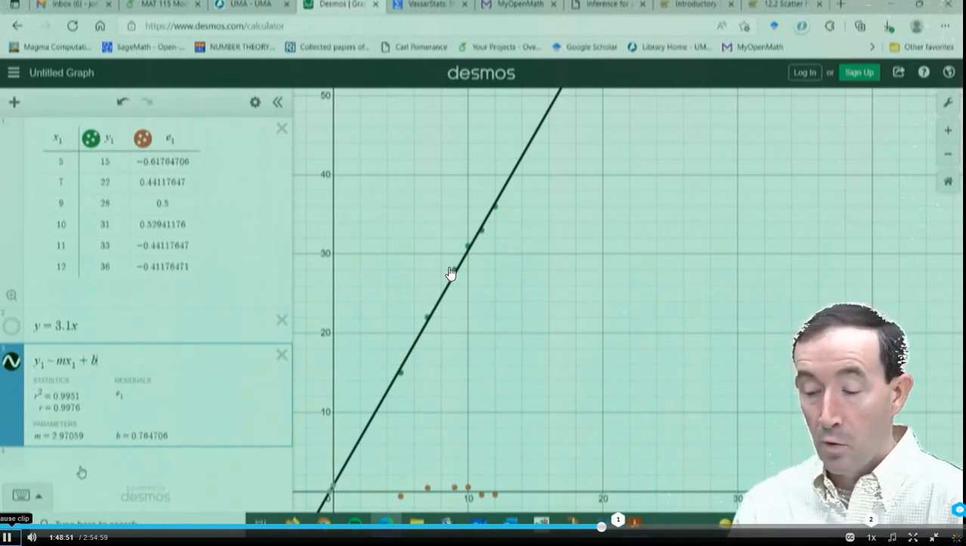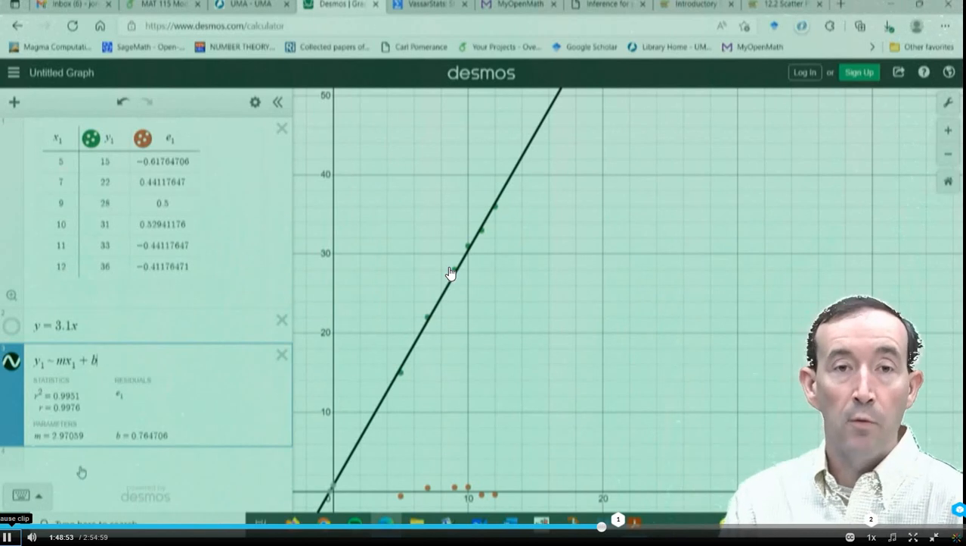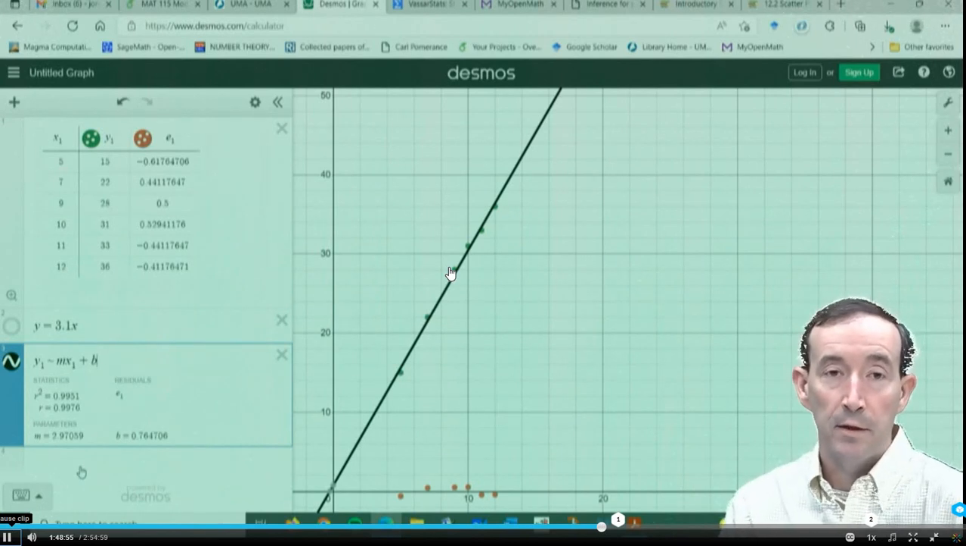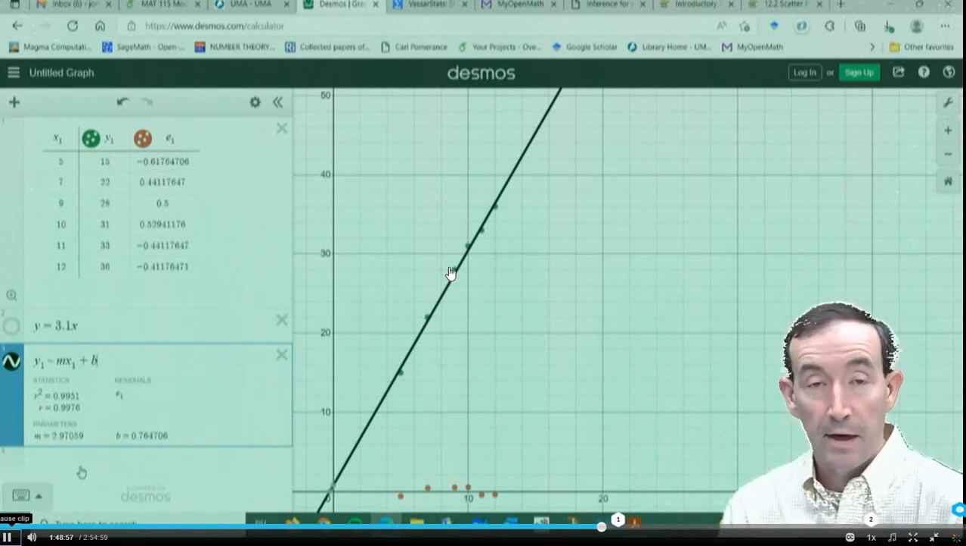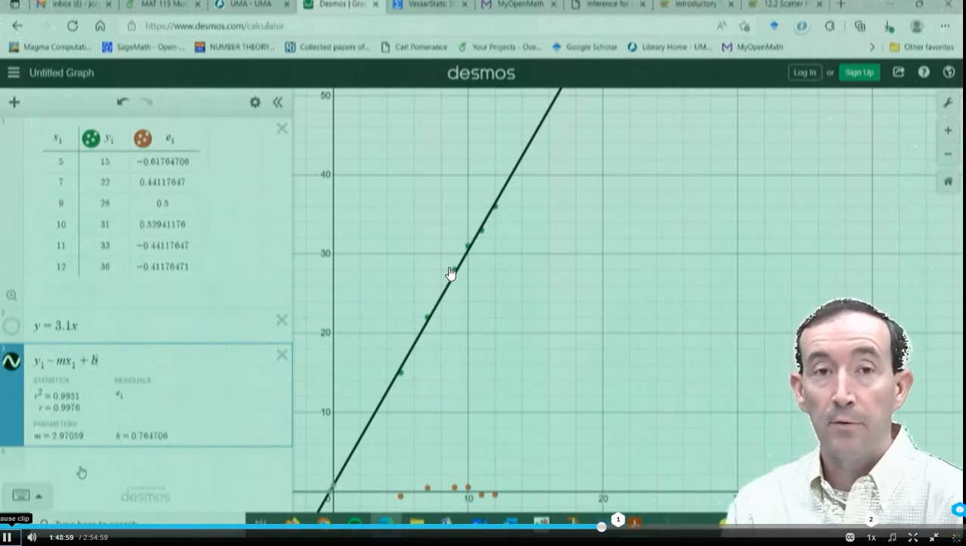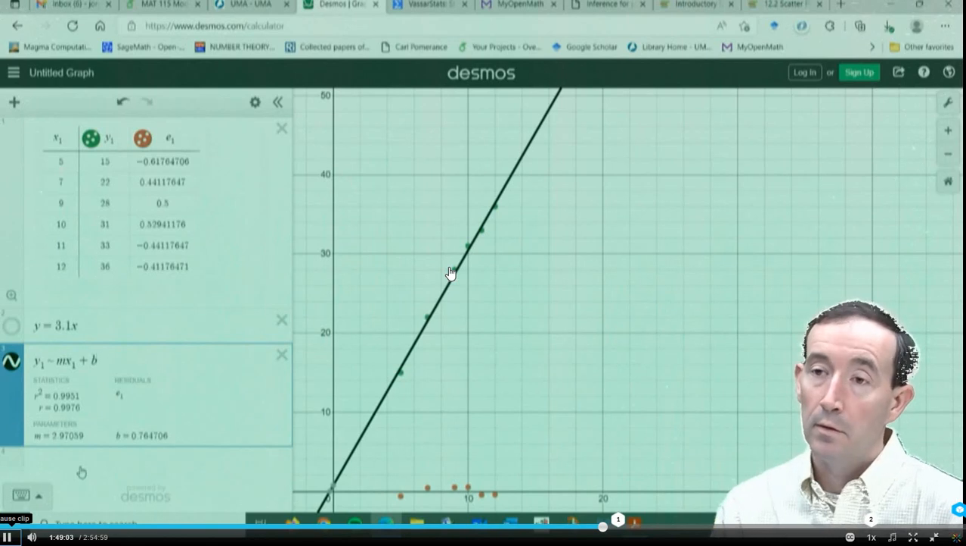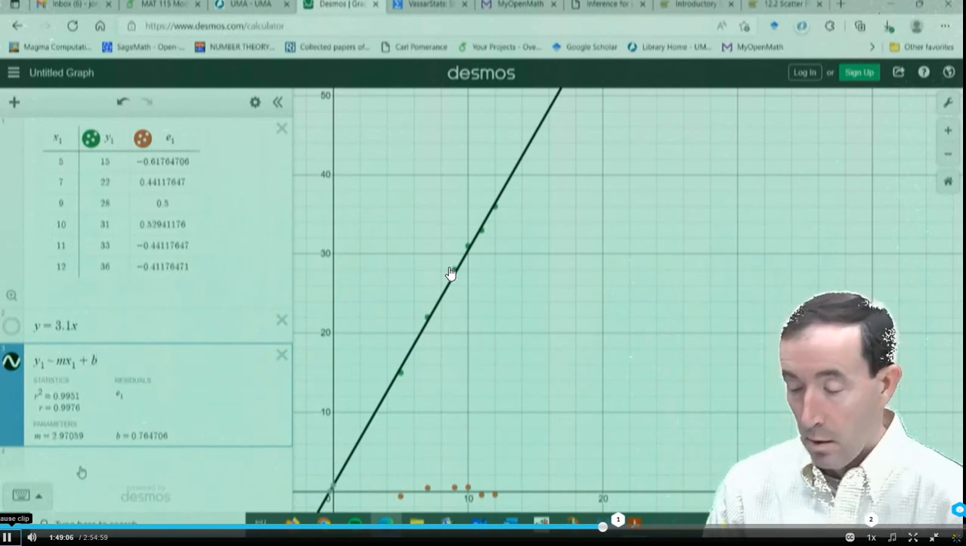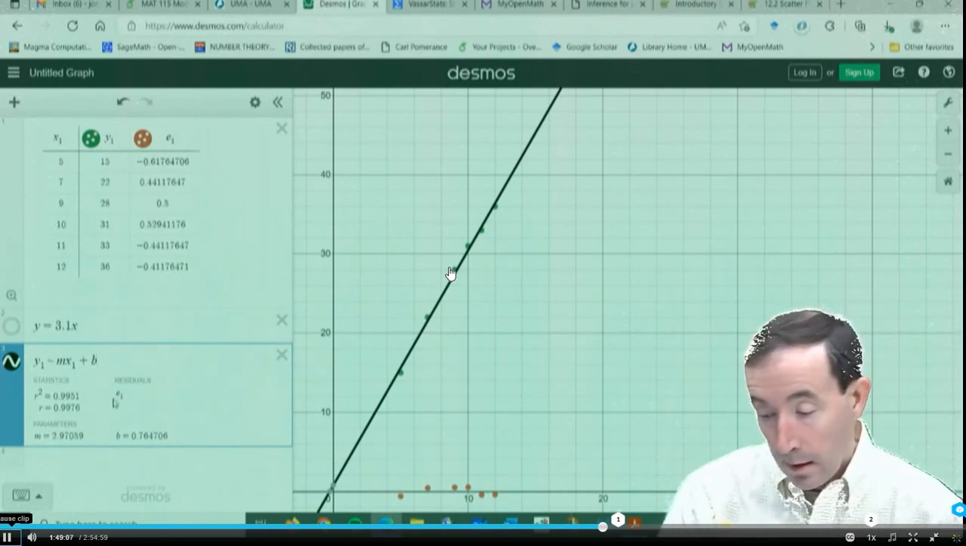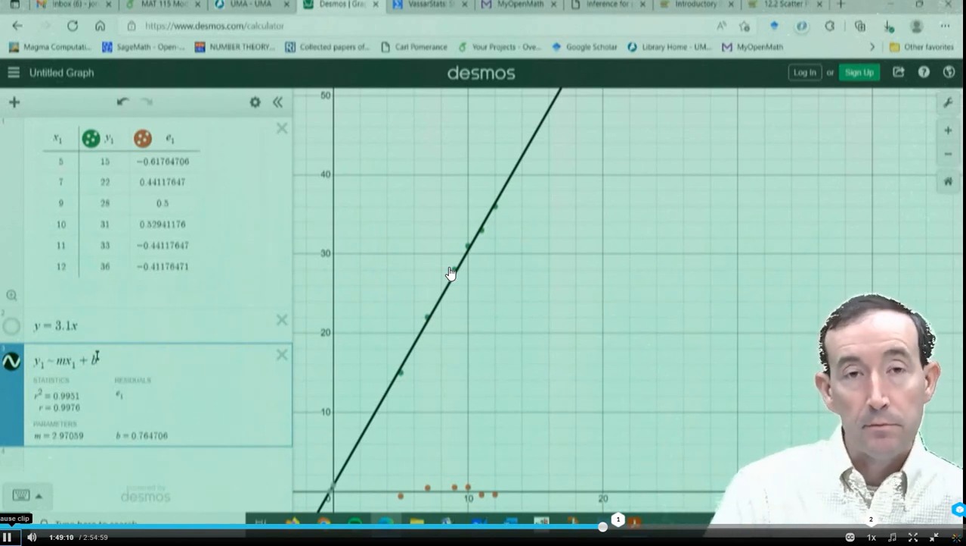If she wants to score 9 more points than she scored this week, then on average she would need to practice another 3 hours. 3 times 2.97 is about 9. Okay. That's what this model is telling us. Now what about the y-intercept?